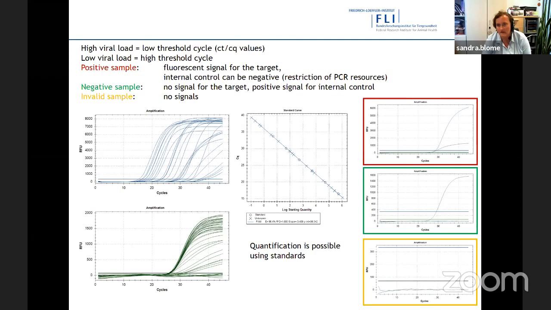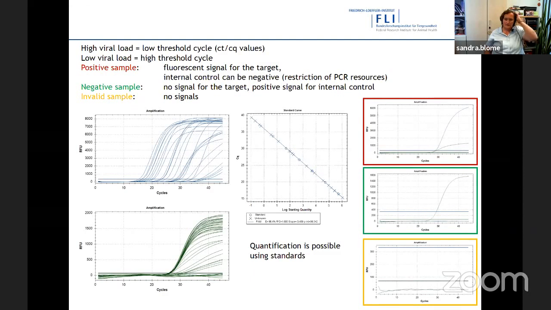This is because we restrict the PCR resources. So the primer concentrations are much lower for the internal control. The target is served first. So if there's a lot of target, the internal control can be negative. It does not have to, but it can. Negative samples should have no signal for the target, but a positive signal for the internal control. An invalid sample with a lot of inhibitors will have no signal.